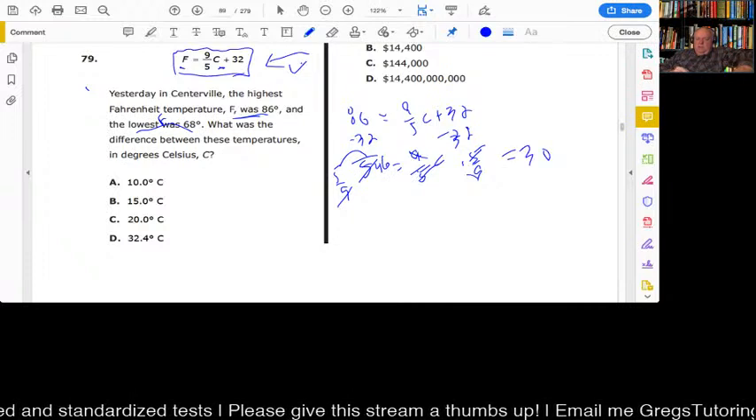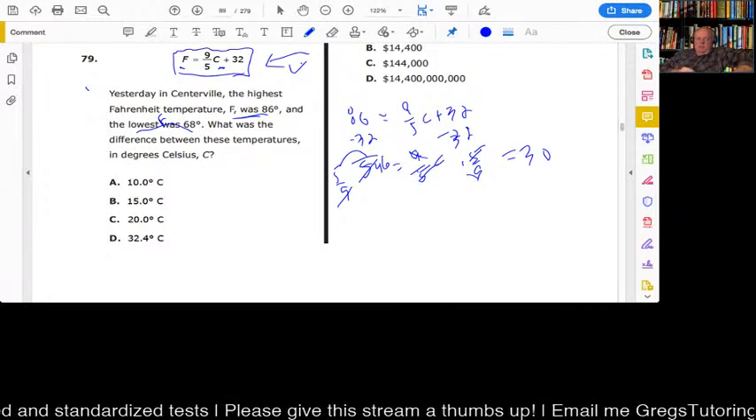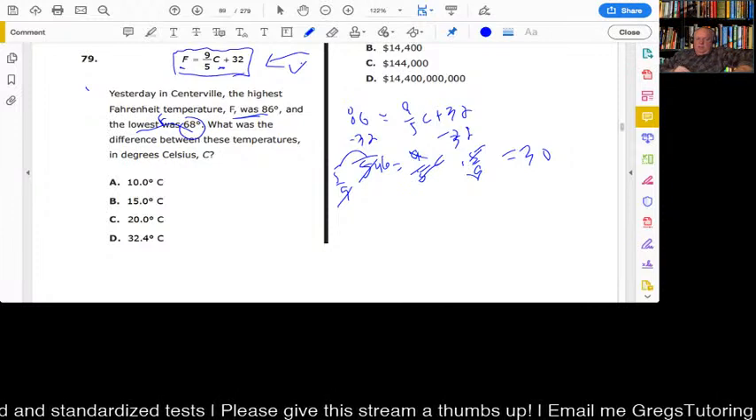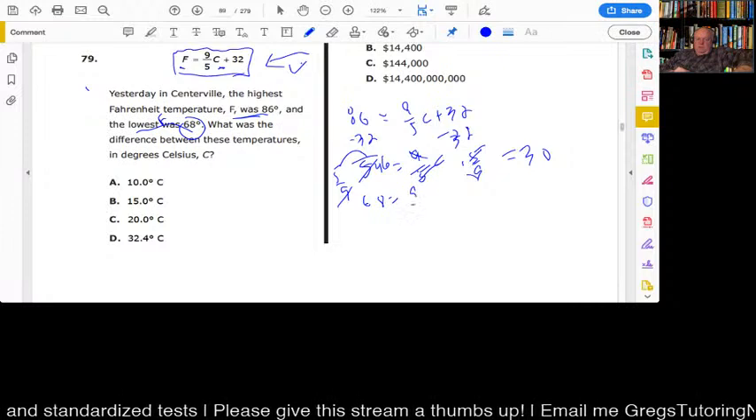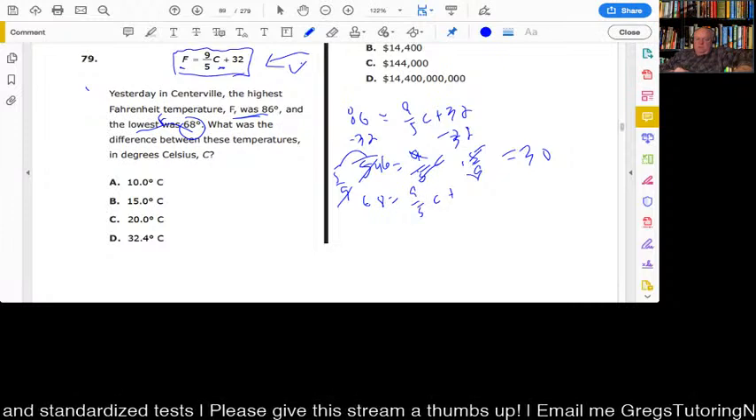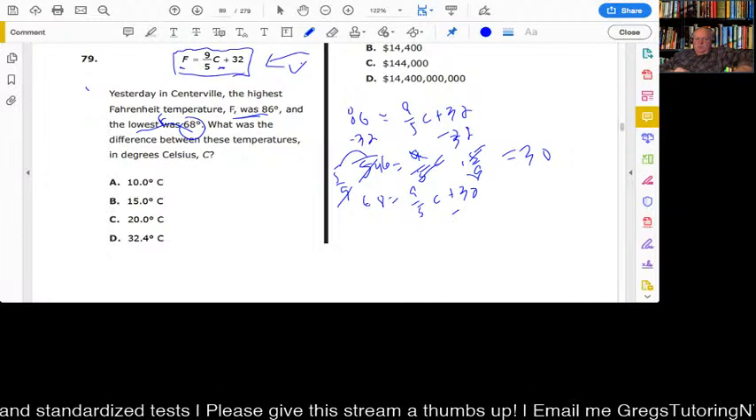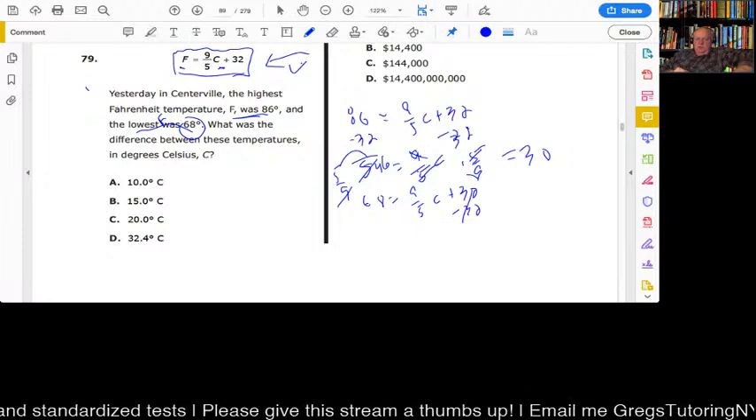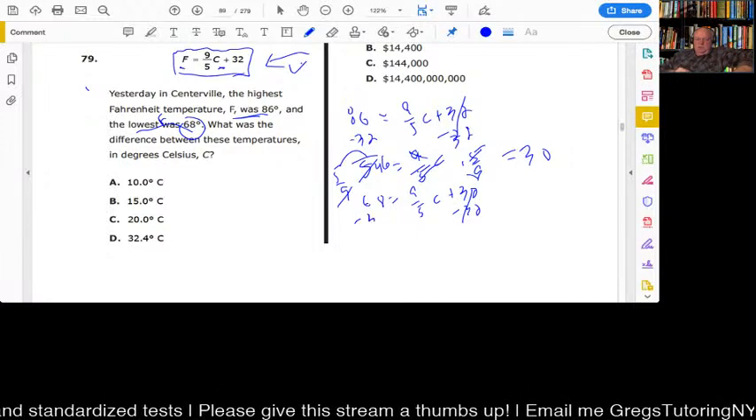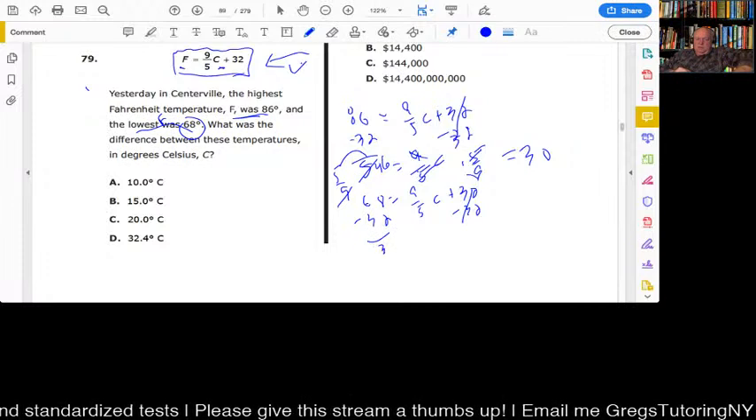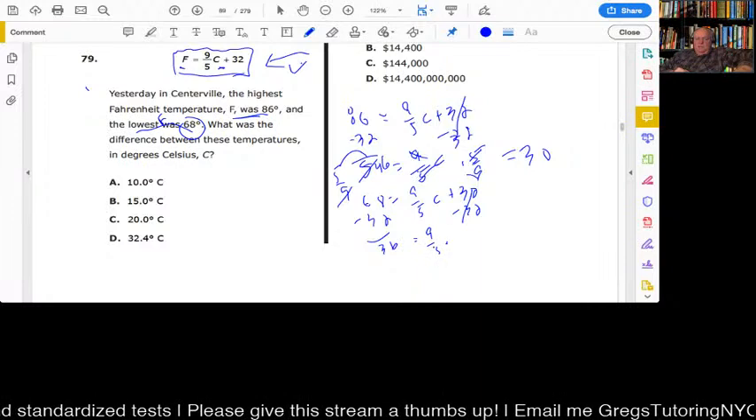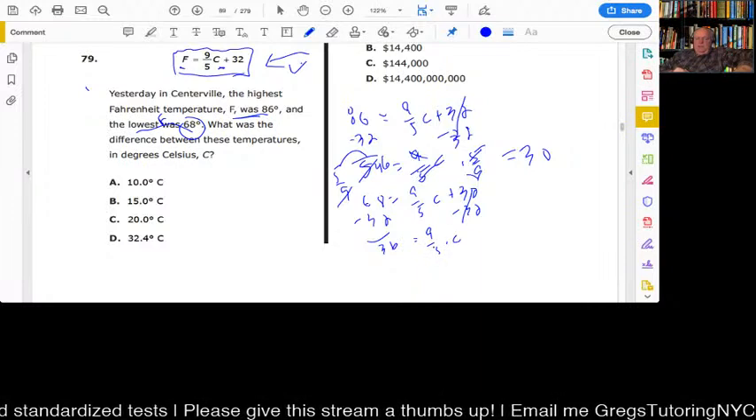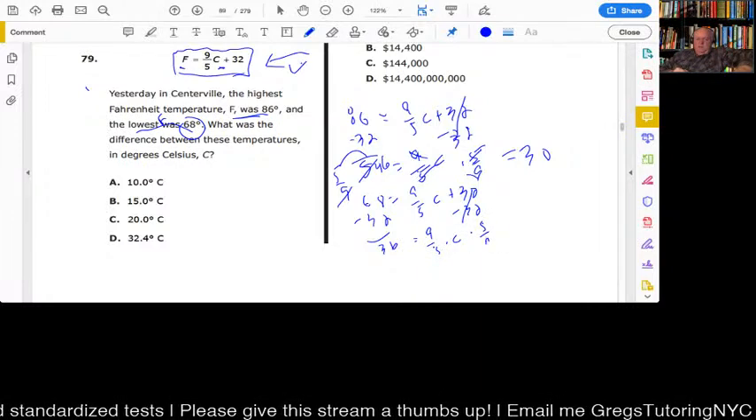Okay, so we're going to do the exact same thing with the other temperature. 68 equals 9/5 of C plus 32. We're going to subtract 32 from both sides. That goes away, right? That went away there too. Minus 32. So I get 36 equals 9/5 of C. I need to get C by itself, so I'm going to multiply both sides by 9/5.